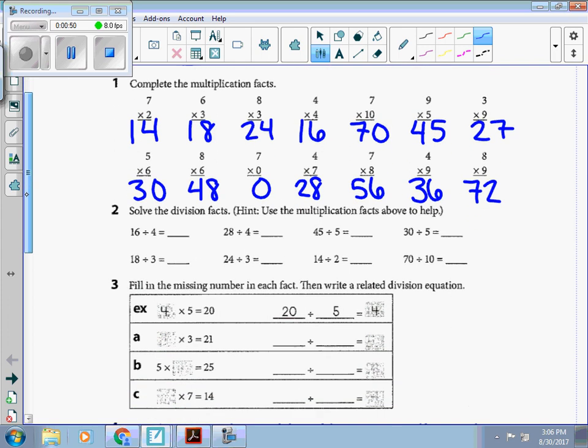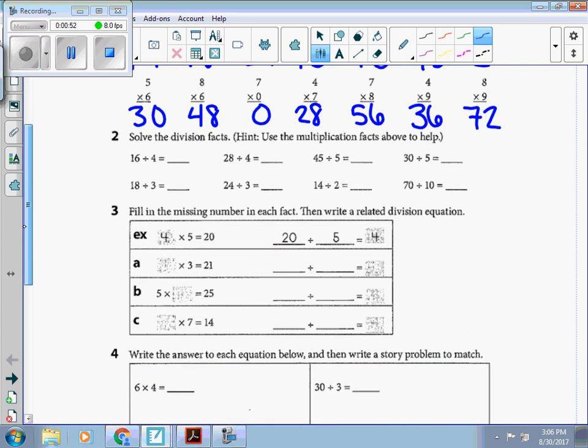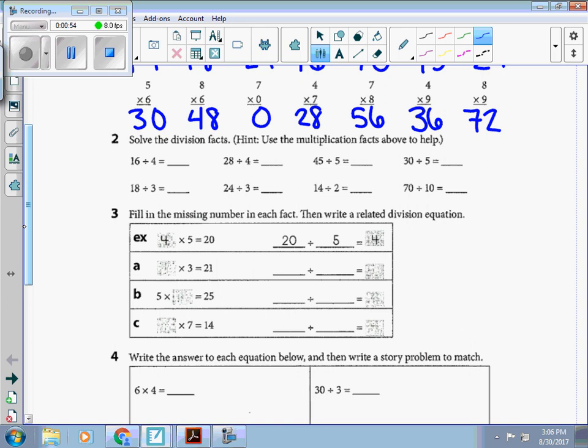Going on to number 2, solve the division facts, and we can think about that multiplication fact above for help. So 16 divided by 4, I know the multiplication fact I did was 4 times 4 equals 16. 28 divided by 4 is 7.